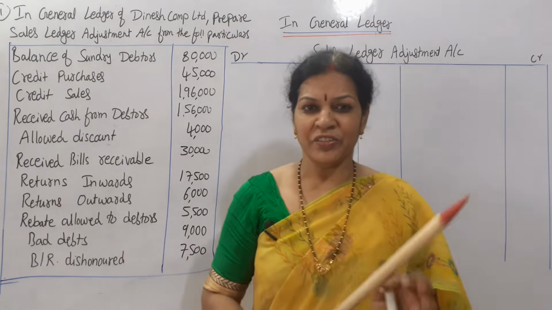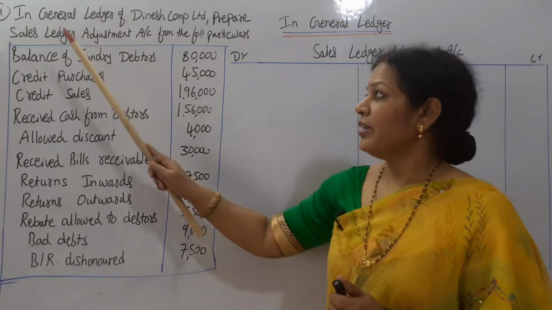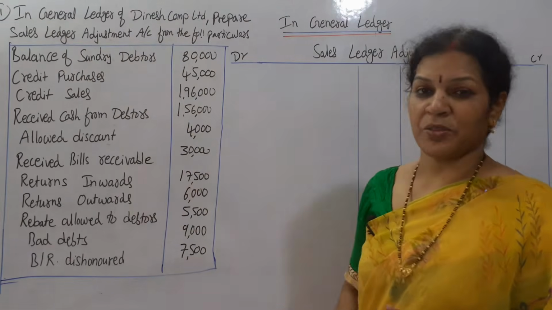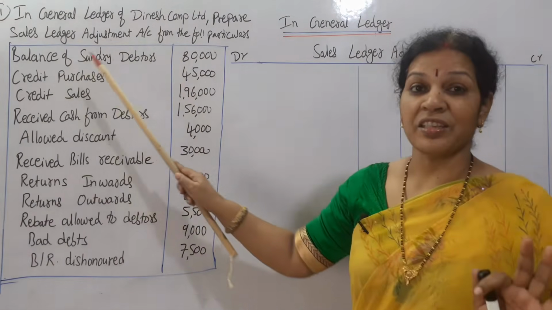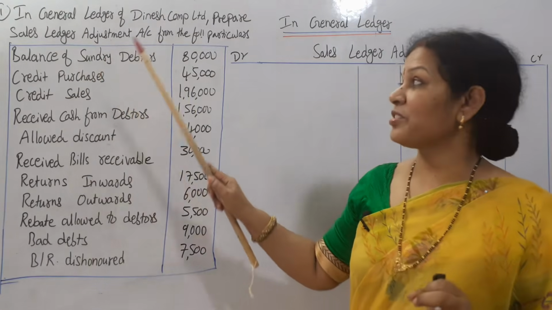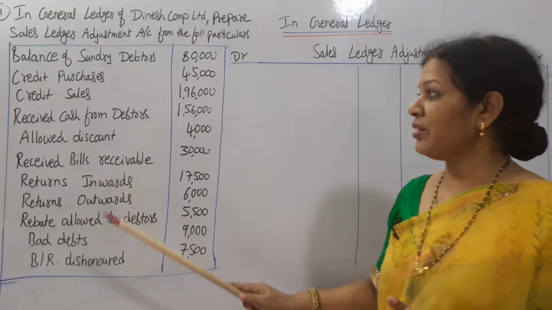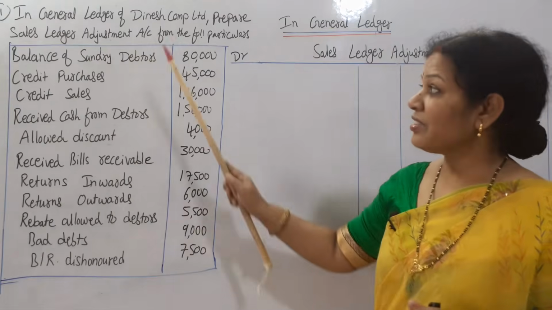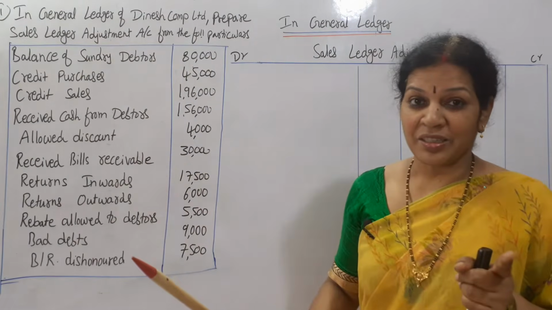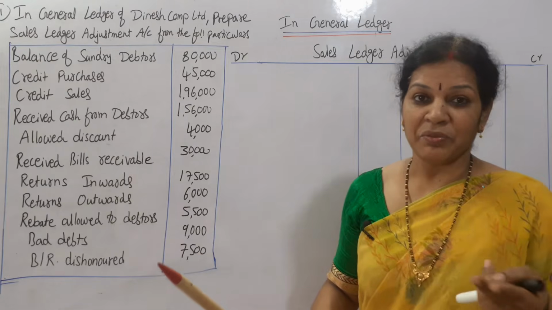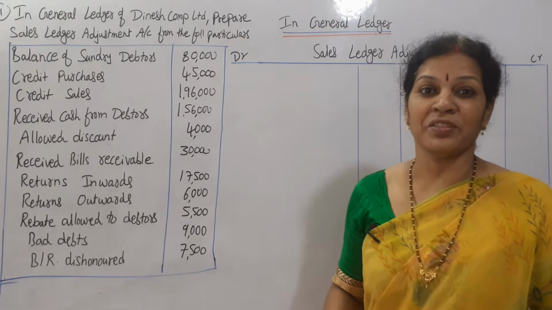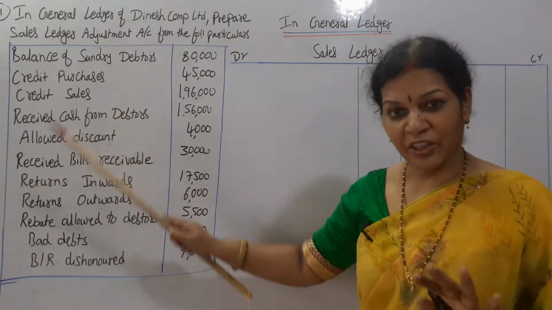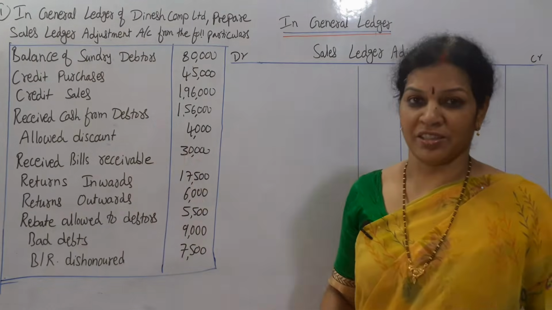Now today's problem, I will explain first, then we will work it out. In general ledger of Dinesh Company Limited, prepare sales ledger adjustment account. In general ledger they are asking us to prepare sales ledger adjustment account from the following particulars. What are the information given to us? Balance of sundry debtors. It is related to the sales ledger. Sales, debtors, both are interconnected. When we are selling goods on credit basis, debtors are the persons who are purchasing goods on credit basis, right. So we will take the information related to the debtors and sales, okay.